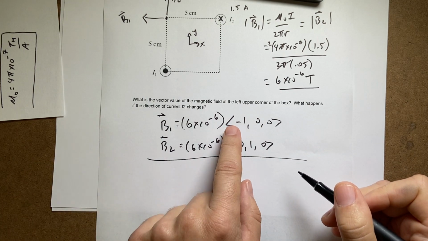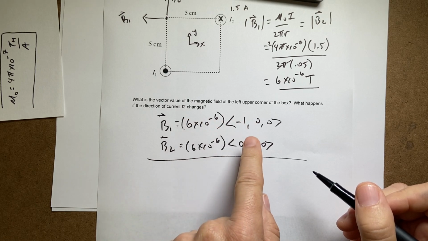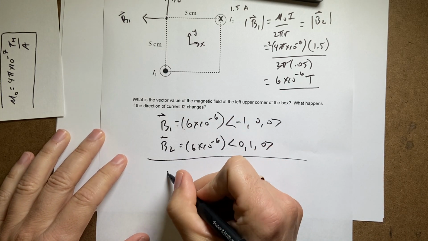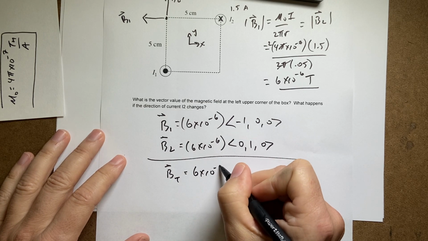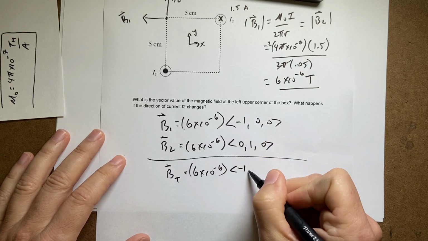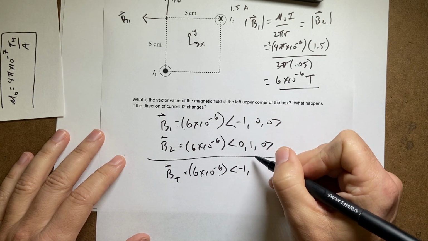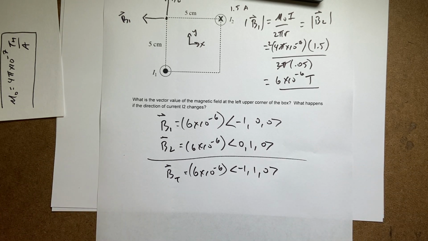To add vectors, I should multiply this out first, or factor it out. So B total is 6 times 10 to the negative 6th. Now I need to add negative 1 and 0, I get negative 1. 0 and 1, I get 1. And 0. That's technically the answer.